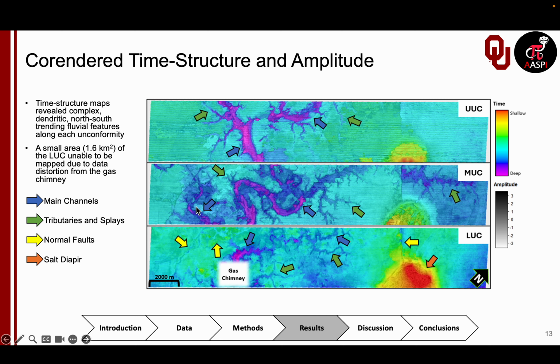We have this nice big meandering channel going through here, and then a bunch of dendritic tributaries and maybe some crevasse splays. And then we still have our normal faults and our salt diapir, of course. And then finally up here in our upper unconformity, we just have this really large dendritic incision. And what you'll notice here is that all of these fluvial features are trending in the north to south direction.